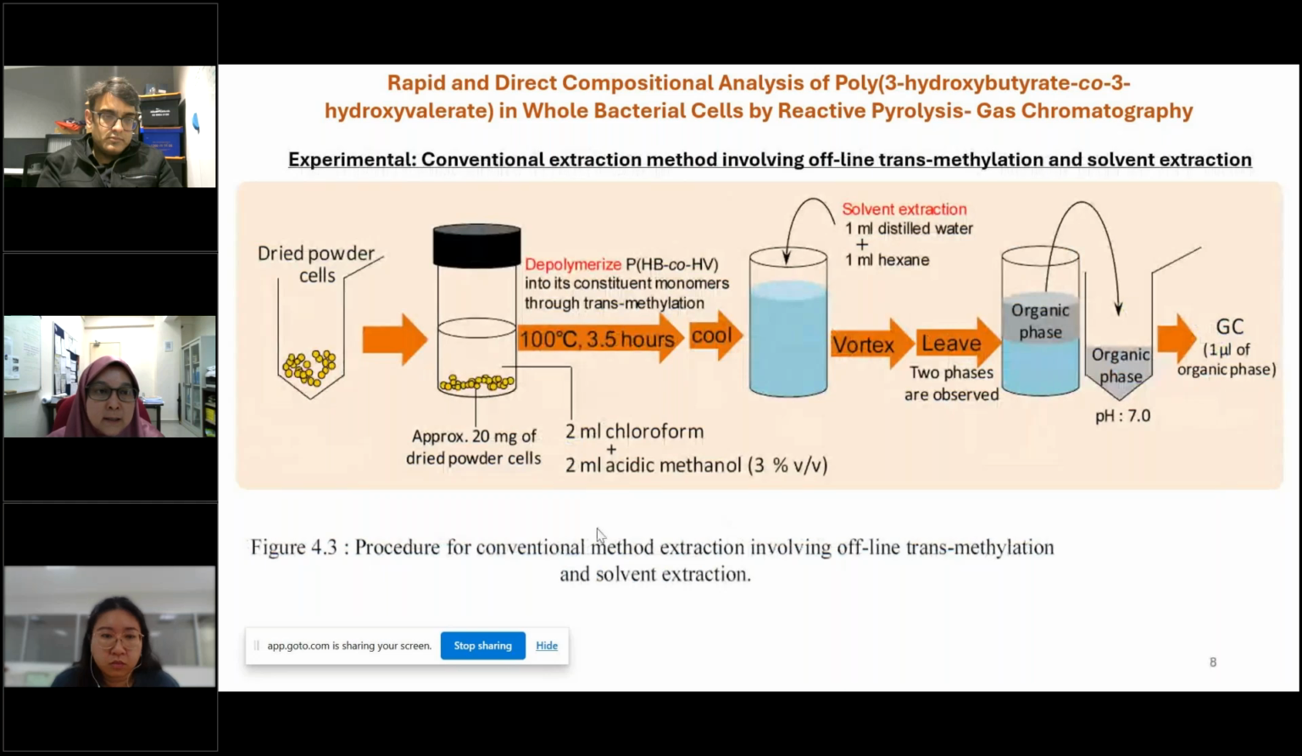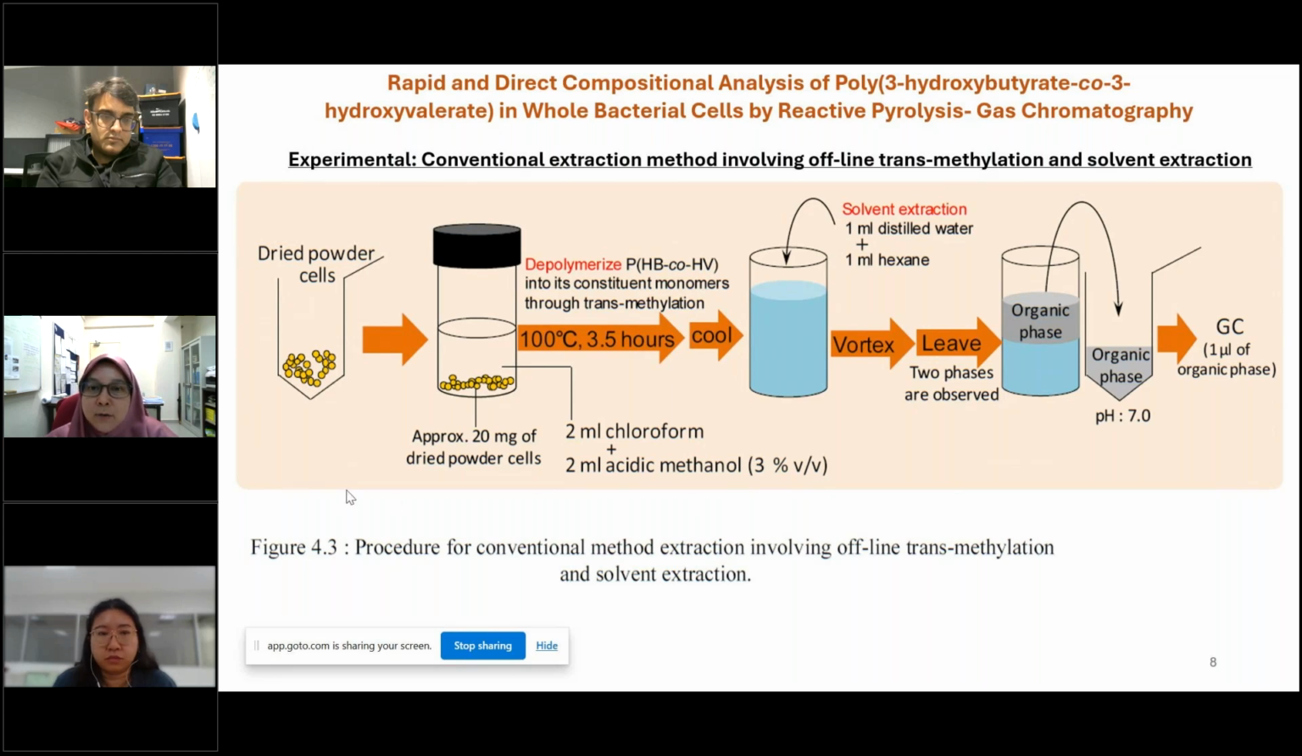What are the steps we do? From the obtained wet bacterial cells, we do depolymerization so that we can get the monomer units of HB and HV. For this, we do transmethylation at 100 degrees Celsius for 3.5 hours, then let it cool. We continue with the pre-treatment of solvent extraction, whereby we add 1 ml of distilled water and 1 ml of hexane, vortex, and leave it to get two separated phases. The organic phase is further subjected to GC analysis. So this is the conventional method.